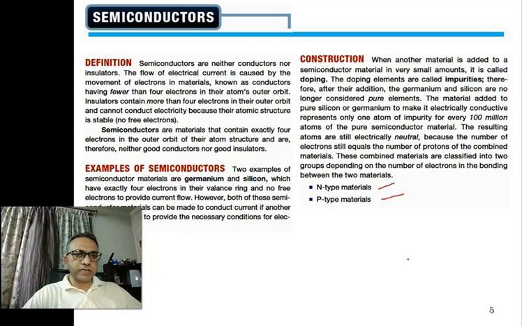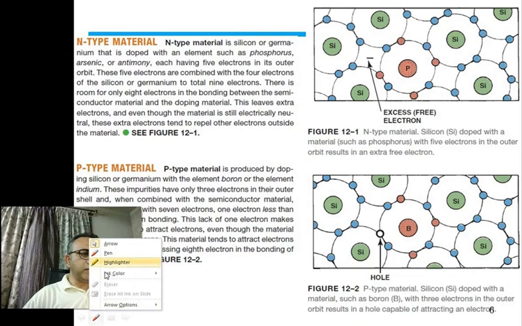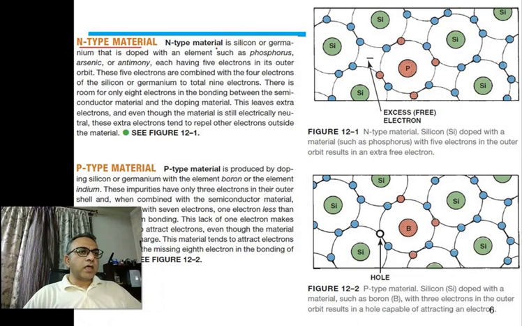Now we come to the next slide. The n-type material is silicon or germanium that is doped with an element such as phosphorus, arsenic, or antimony, each having 5 electrons in its outermost orbit. These 5 electrons are combined with the 4 electrons of silicon to a total of 9 electrons. There is room in the outermost shell of the silicon only for 8 electrons to create covalent bonding. Therefore, this leaves only 1 extra electron.